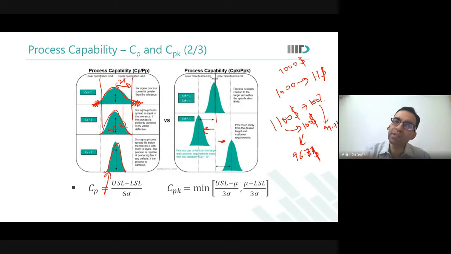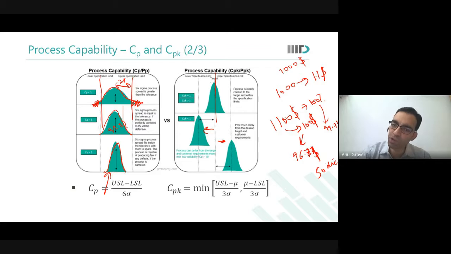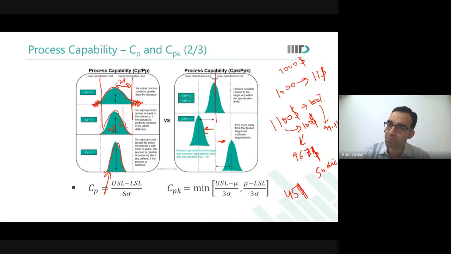Now let us say only 2 sigma qualified, which means 50 dies have failed. So what happens? 50 into 1.1, 55. Your profit plummets to $45. How much loss in yield? 5% loss in yield. But how much loss in profit? 55%. Profit reduced by 55%.